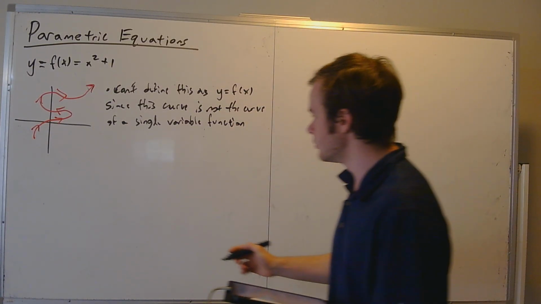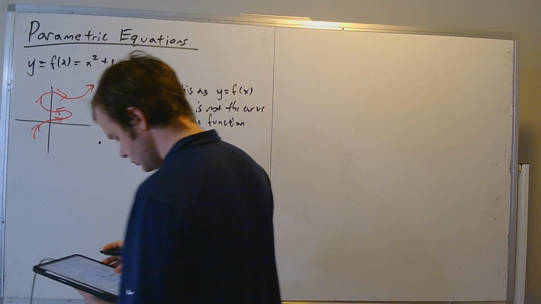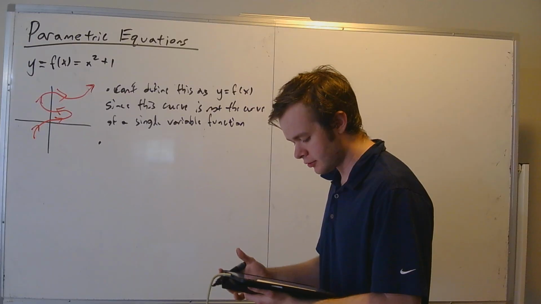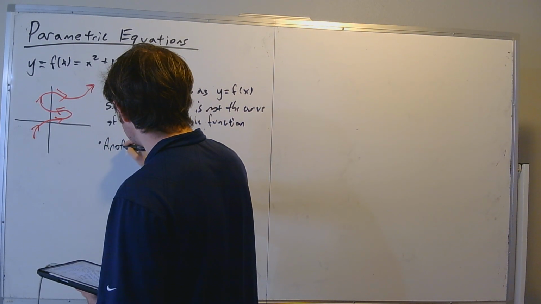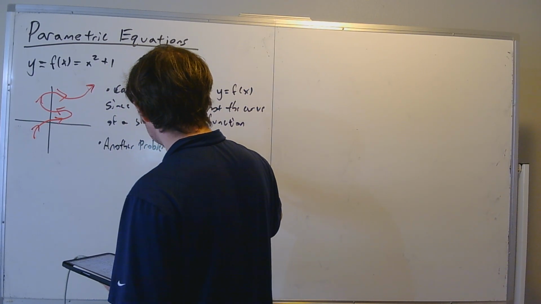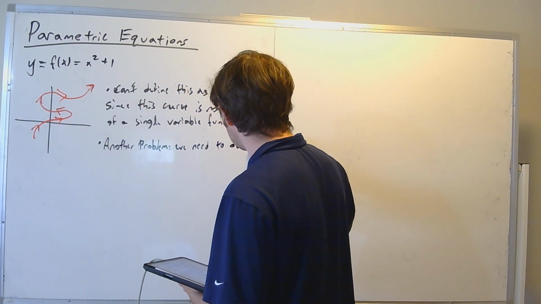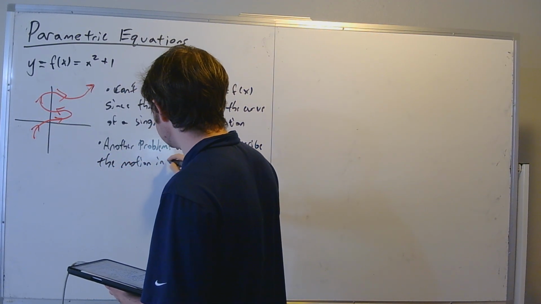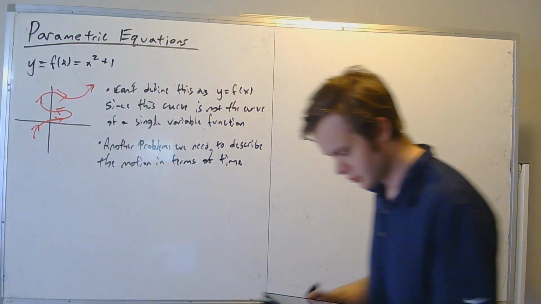And the other problem we're encountering here is that if we want something that describes the motion of the particle, then this motion happens over time, so we need to account for time. So another problem is that we need to describe the motion in terms of time. So that's our other issue here.